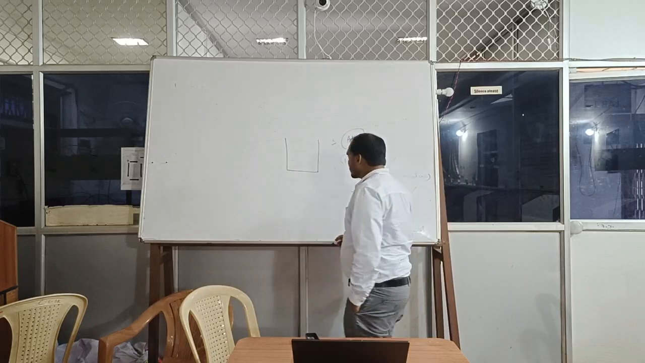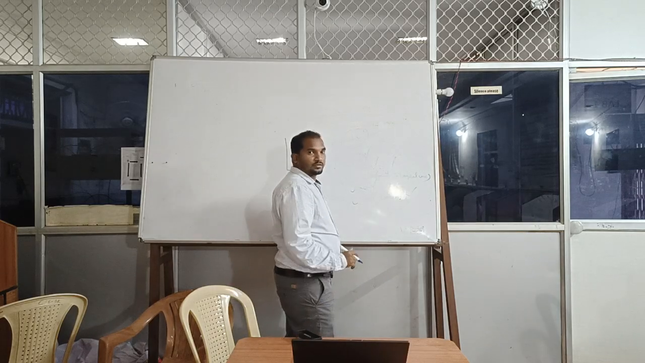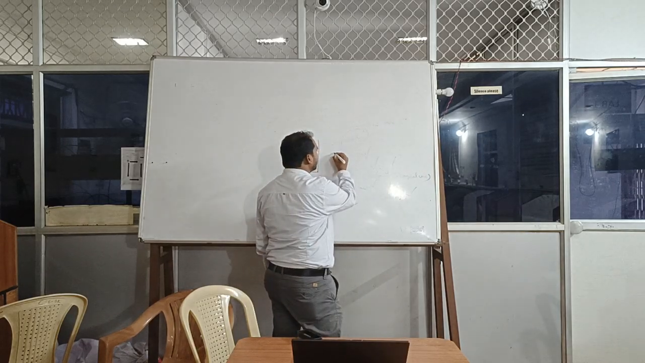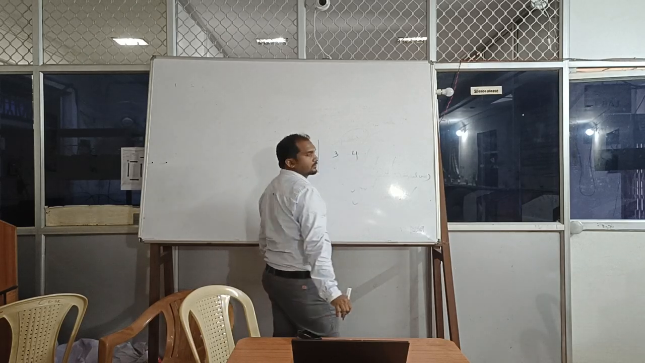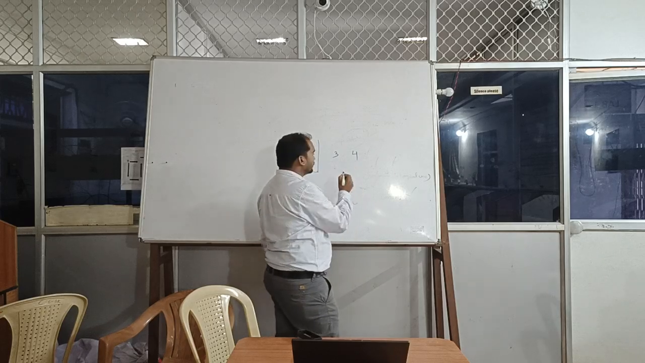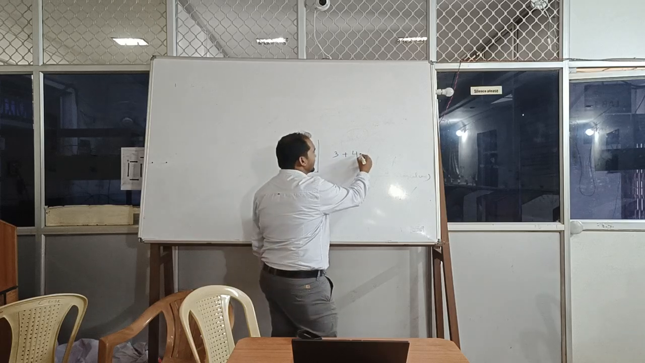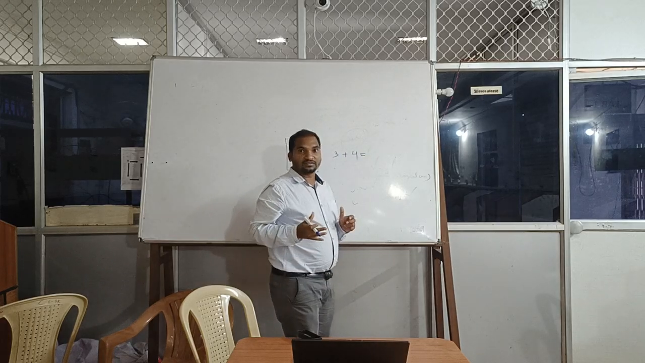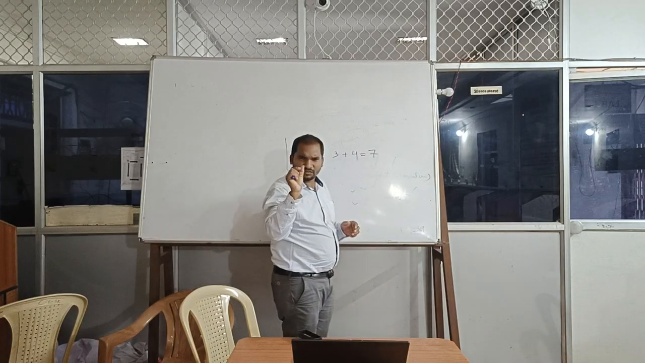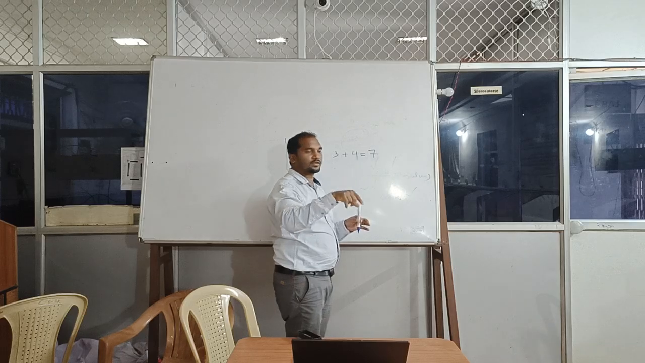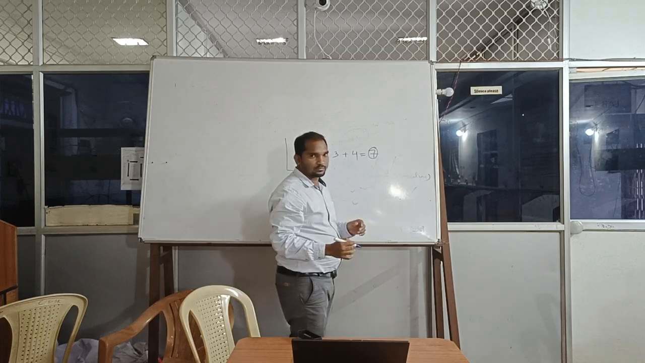For example, suppose you are using a calculator. One number is 3, another number is suppose 4. If you want to do the addition operation, 3 plus 4 equals, how much time does it take to give 7 as an output? Within a fraction of a second. You press equals and get 7 as your output.